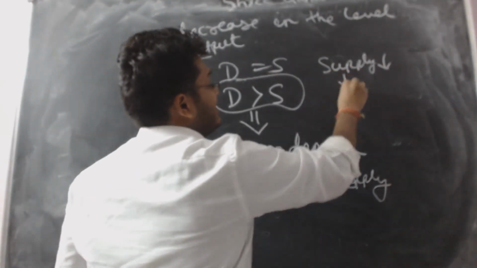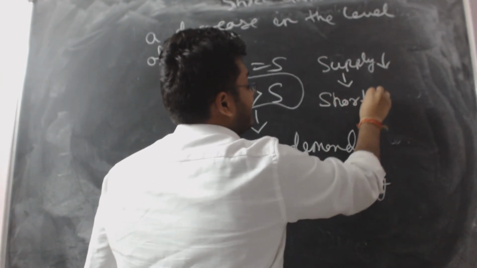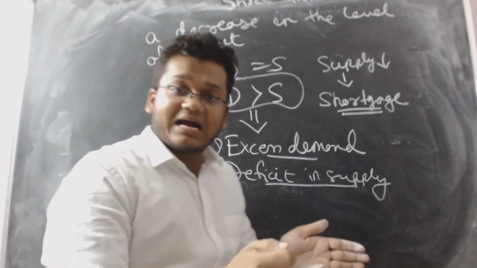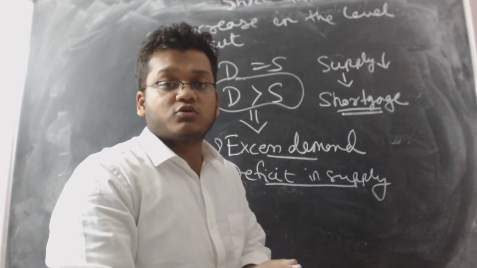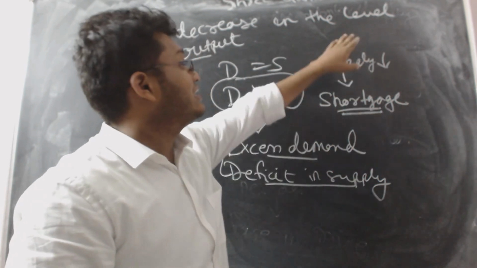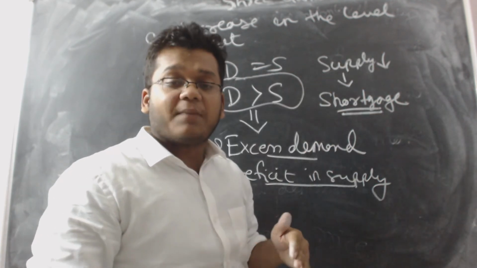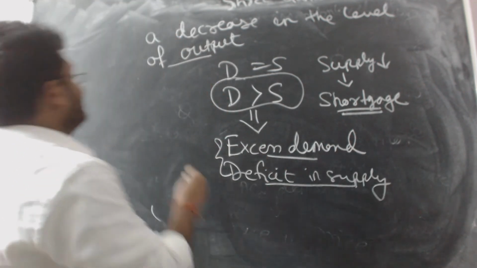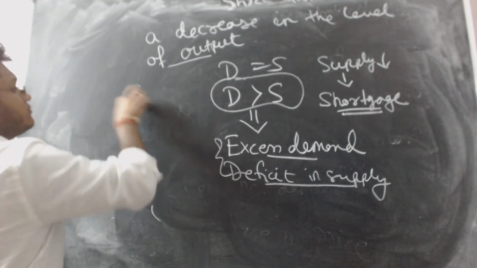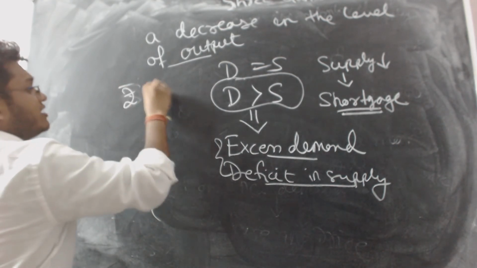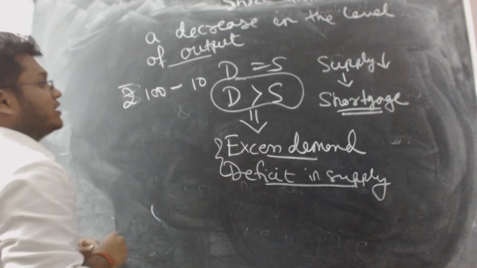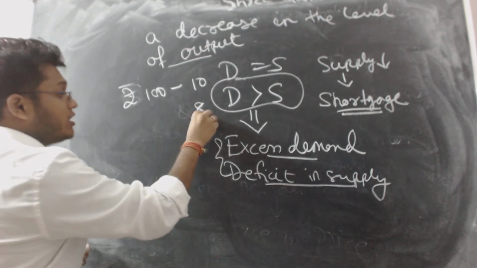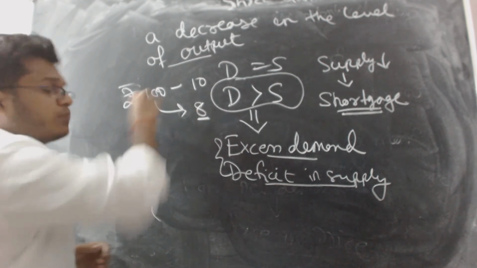Fall in supply will create shortage of commodities. It will create shortage of goods and services in the economy. Now demand is intact, people still want the same quantity of goods, but there is shortage because there is a fall in supply. So in order to fulfill their demand, people will be willing to pay more money. Suppose earlier with 100 rupees you could buy 10 commodities. Now suddenly there are 8 commodities in the market.